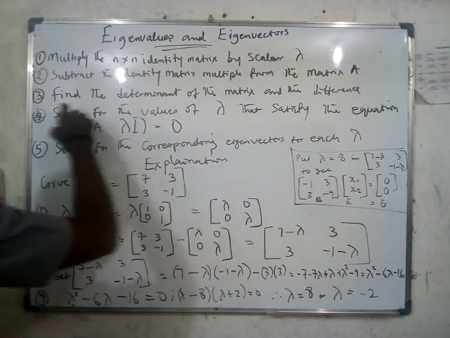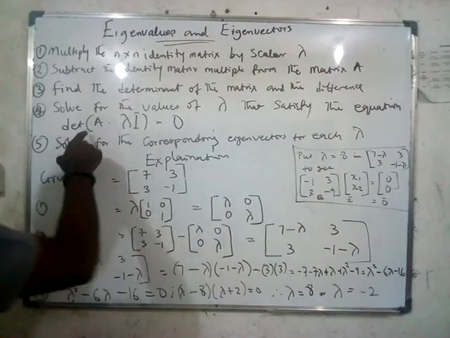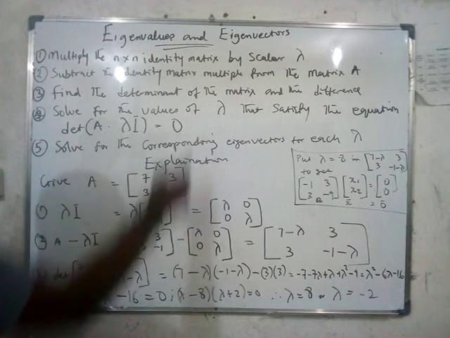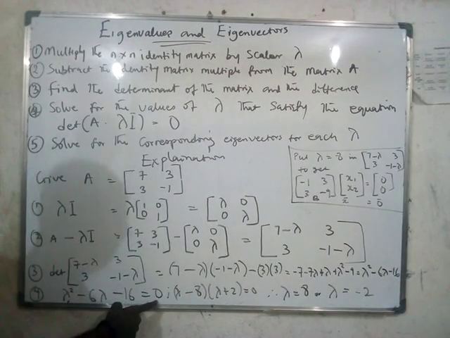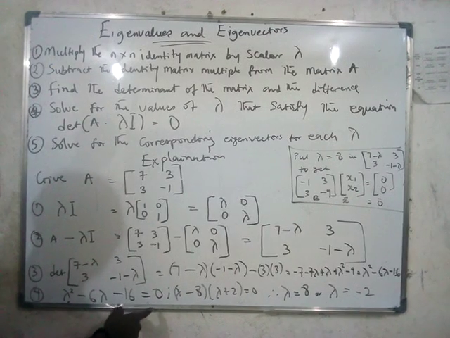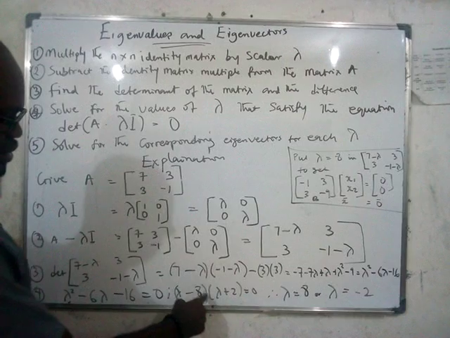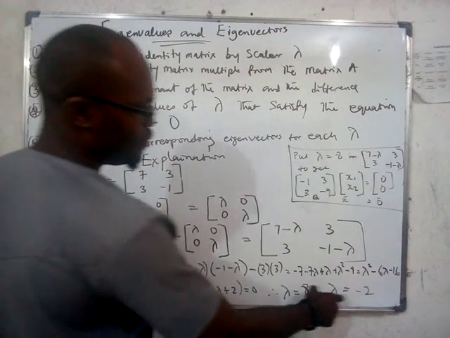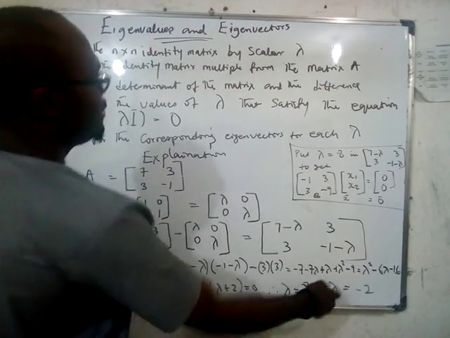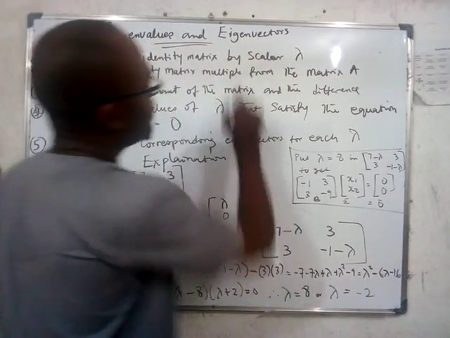Now that you've done this, solve for the values of lambda that satisfy the equation: equate the determinant to 0 and solve. If you do the factorization, you have lambda minus 8, lambda minus 2 equal to 0. So lambda will give you 8 and 2. So these are the eigenvalues. For each of these eigenvalues, you can find the eigenvectors.